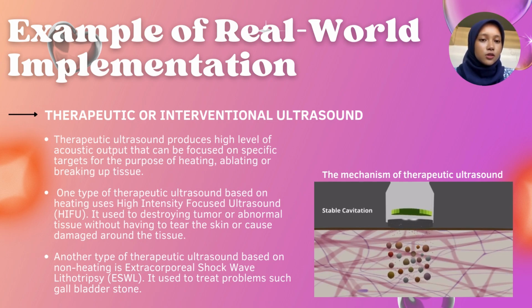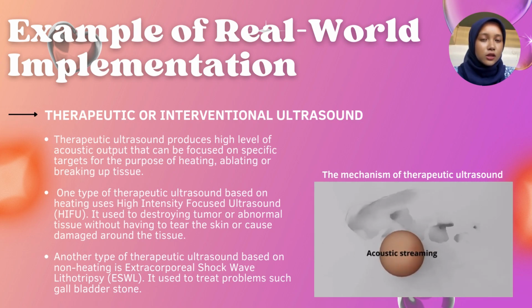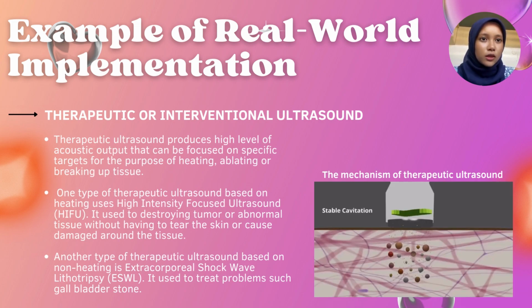Therapeutic ultrasound produces a high level of acoustic output that can be focused on specific targets for the purpose of heating, ablating, and breaking up tissues. One type of therapeutic ultrasound based on heating uses high intensity focused ultrasound, or HIFU. It is used to destroy tumors or abnormal tissues without having to tear up skin or damage the surrounding tissues.